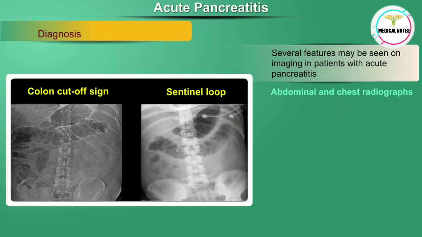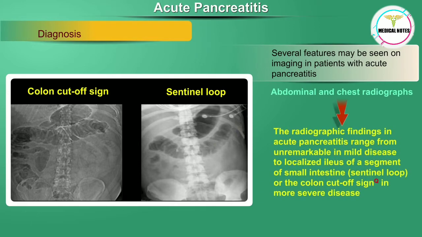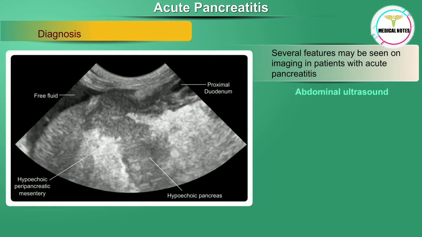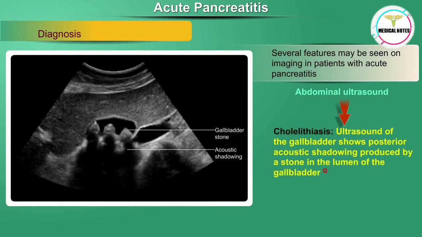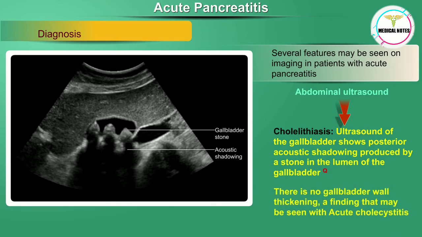Abdominal and chest radiographs. The radiographic findings in acute pancreatitis range from unremarkable in mild disease to localized ileus of a segment of small intestine, which is termed the sentinel loop, or the colon cutoff sign in more severe disease. On abdominal ultrasound, in patients with acute pancreatitis, the pancreas appears diffusely enlarged and hypoechoic. Gallstones may be visualized in the gallbladder or the bile duct. Ultrasound of the gallbladder shows posterior acoustic shadowing produced by a stone in the lumen of the gallbladder. There is no gallbladder wall thickening, a finding that may be seen with acute cholecystitis.